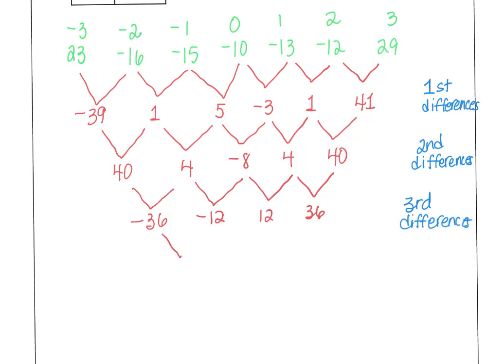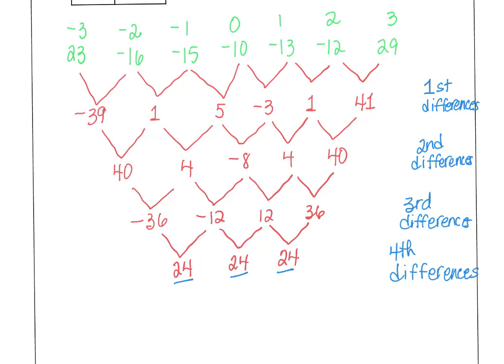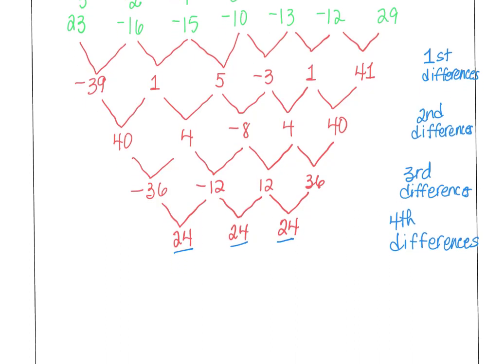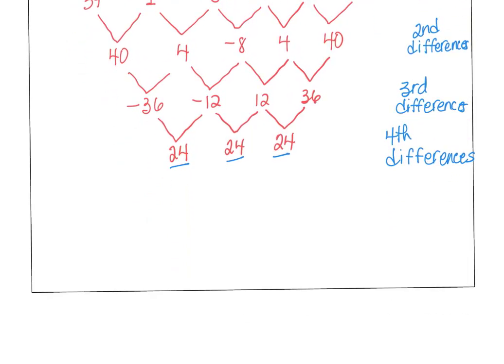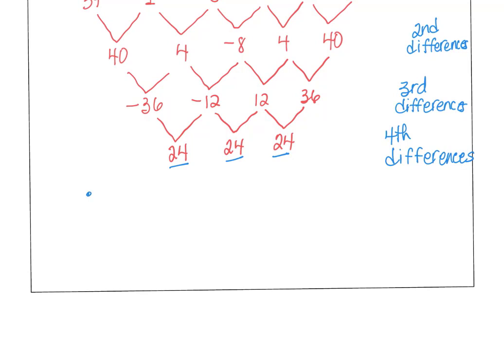So let's try one more time. The difference between -36 and -12 is 24. This difference is also 24, and the last one is 24. So we found out that the fourth differences all resulted in 24. They're the same. So the fourth differences tell me that since they're the same number, the values in the table represent a fourth degree quartic polynomial function.